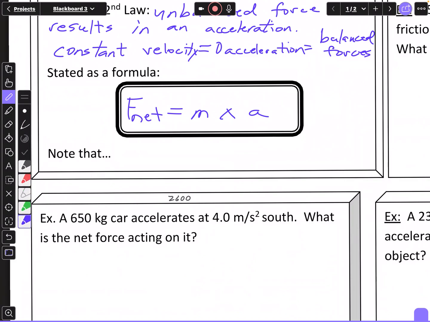Now, F net, what's the unit going to be for that? That's going to be measured in newtons. My mass is going to be measured in kilograms. And then my acceleration is going to be measured in meters per second squared. And don't get this confused with our Fg equals mg. That is the force of gravity equals mass times acceleration due to gravity. This acceleration is not acceleration due to gravity. This would be how fast you accelerate in the x or y direction.